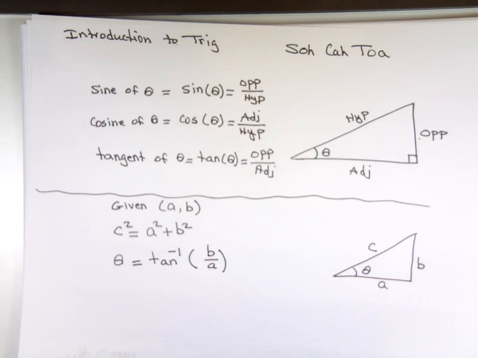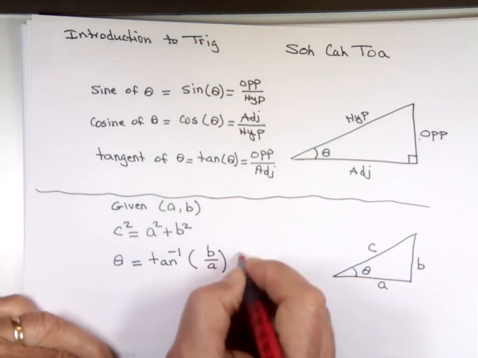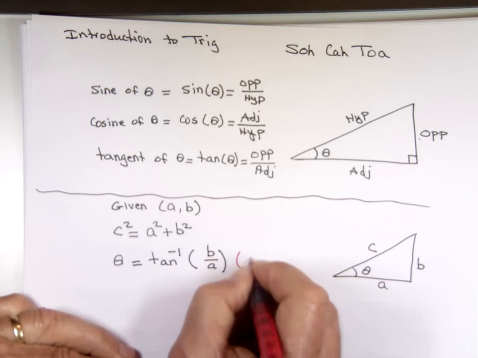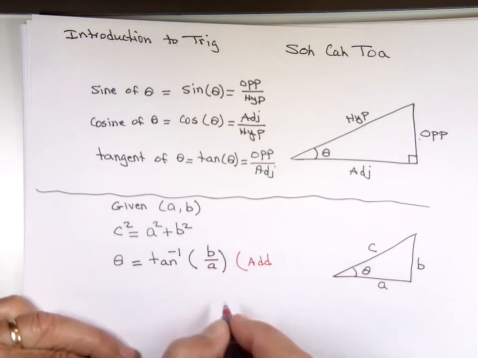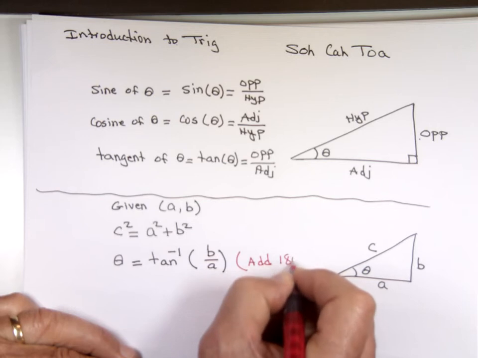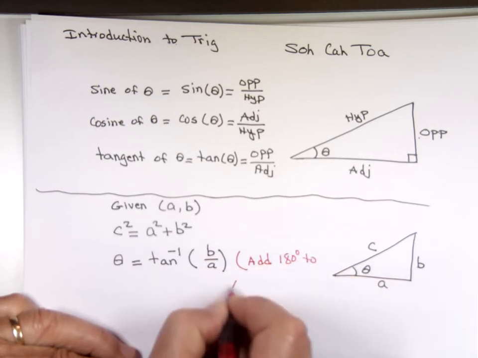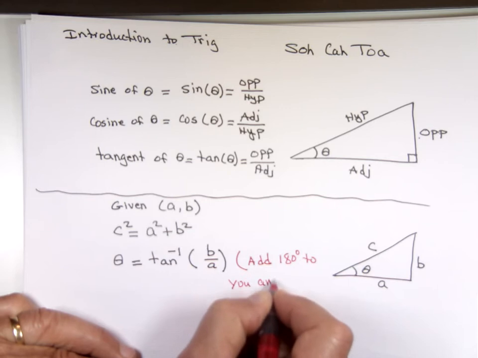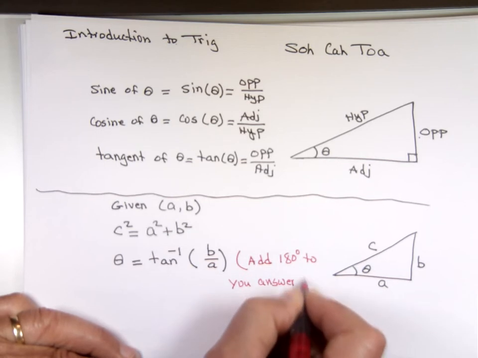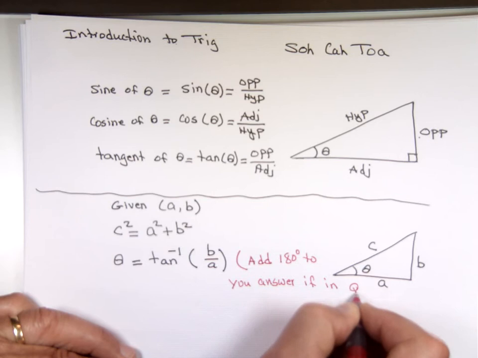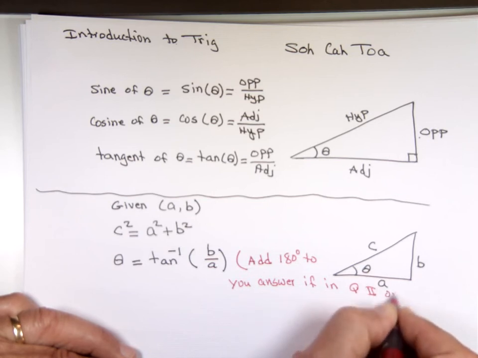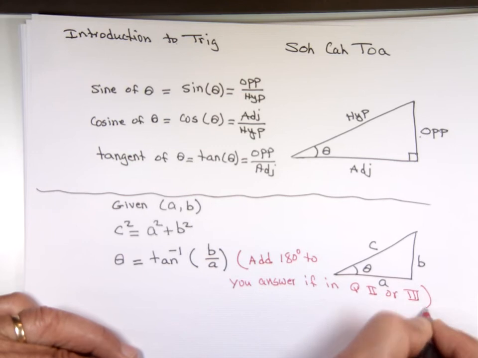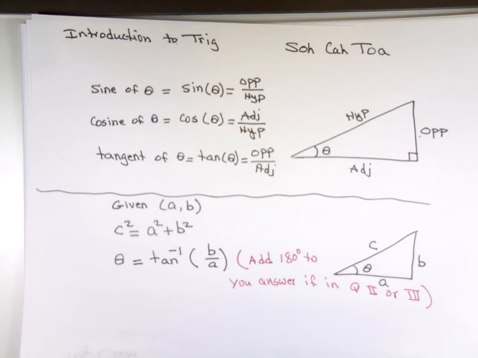The only thing I will remind you is that if you use your calculator, you're going to get the wrong answer. If you are in quadrant 2 or quadrant 3, add 180 degrees to your answer. If you are in quadrant 2 or 3, if you just use this one, the calculator will give you the wrong answer. You have to add 180 degrees to it.